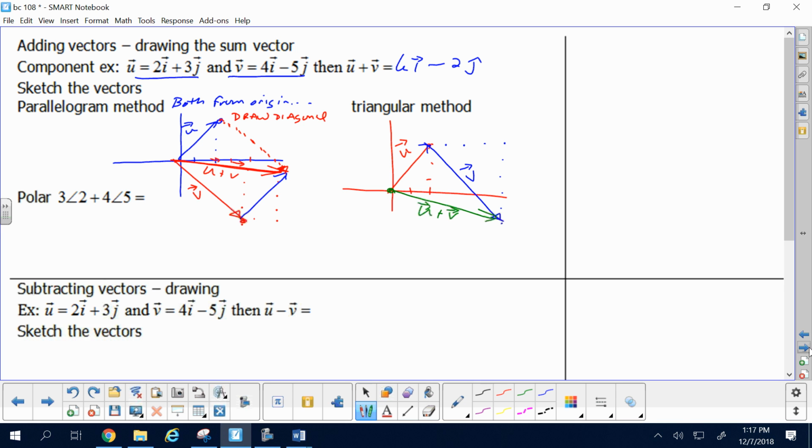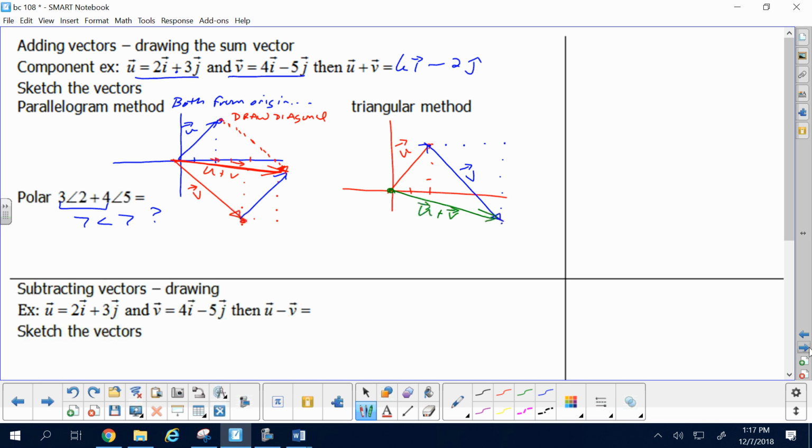Okay. How about in polar? If you add in polar, this is adding in component form, and we can just add the components. What about in polar? Can you add 3 and 4 and add the angles? Is that a yes or no? That is a big no.